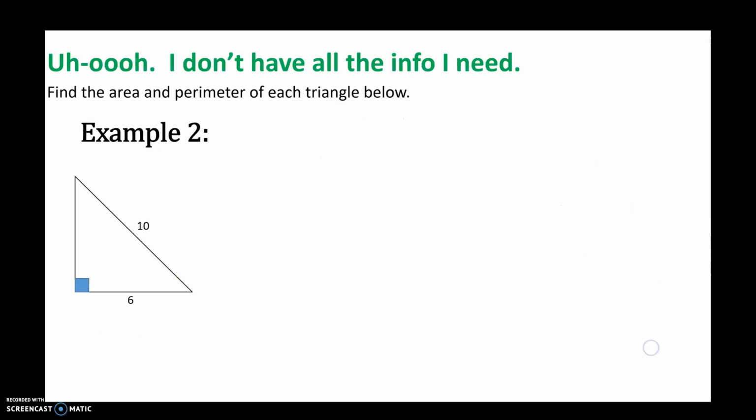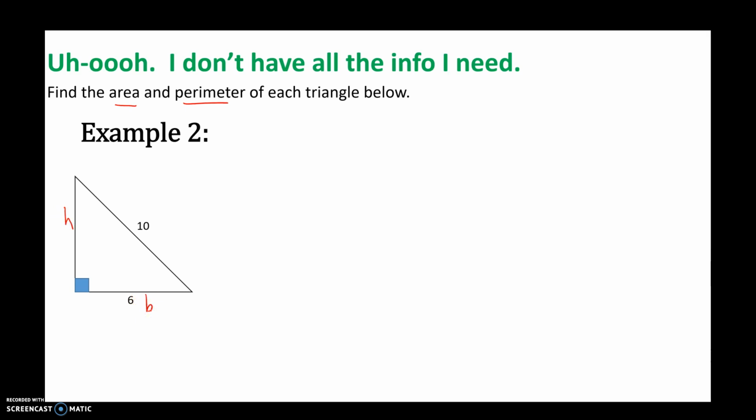Okay, now the next 3 on your sheet, again, everything is really condensed, so please, on a separate sheet of paper, label this as example 2, draw the triangle, and then we'll solve it together. All right, so looking at this, I want the area and the perimeter. All right, well, in order to find the perimeter, I need 3 sides. Third side in this triangle is missing. In order to find the area, we need the base and the height.